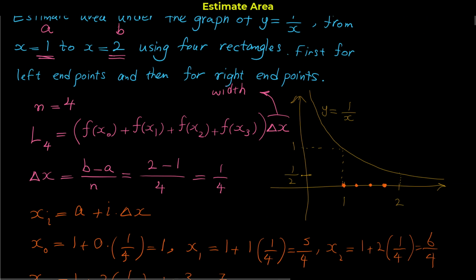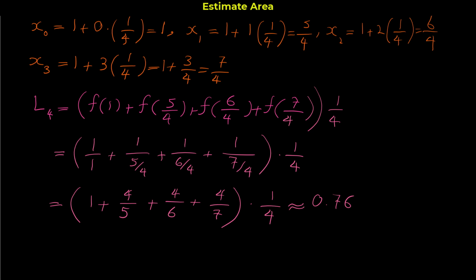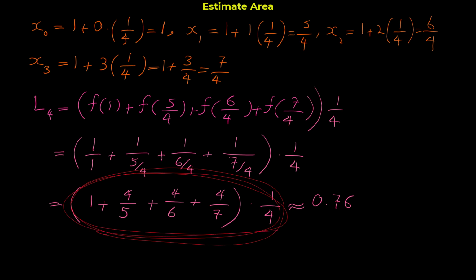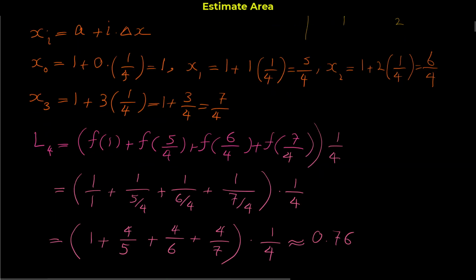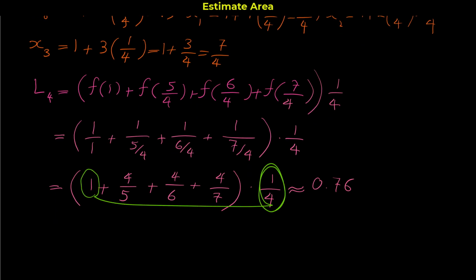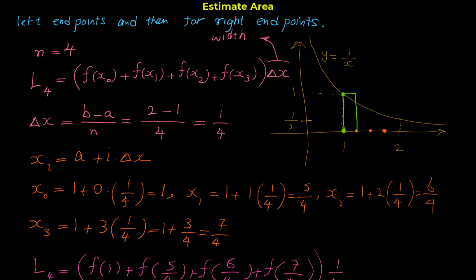Before I show you how we can use Riemann sum for the right endpoints, let me tell you what is the relation between this sum and the area that we want to estimate. Attention! When we use the left endpoints, we use this point, this point, this point, and this point for estimating the area. But what we actually are doing here? At 1, the y value of the function is 1. So basically, we make a rectangle like this. And when you multiply 1 by 1/4, this value is the area of this rectangle.